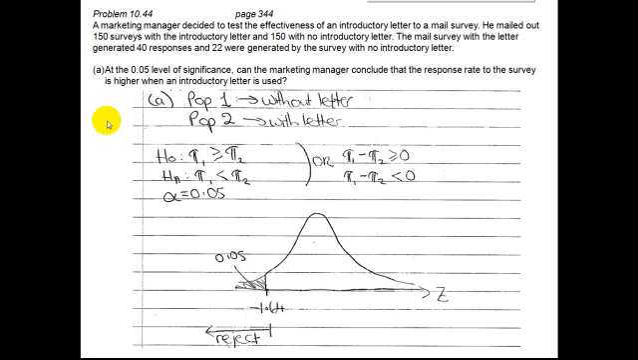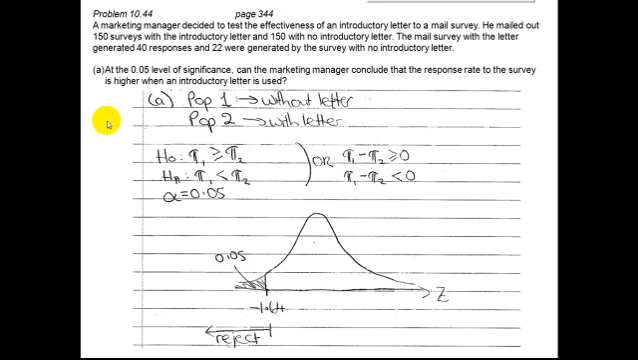The way we decide that is to think about whether direction is important, and because we're interested to see whether the response rate is higher when an introductory letter is used, that key word of higher tells us that direction is important, and therefore it's a one-tail test. Now, this is a good time to decide what's going to be population 1 and what's going to be population 2. Remember, it doesn't matter if you've worked through your problem with them the other way around. As long as you're consistent, your ultimate conclusion will end up being the same.